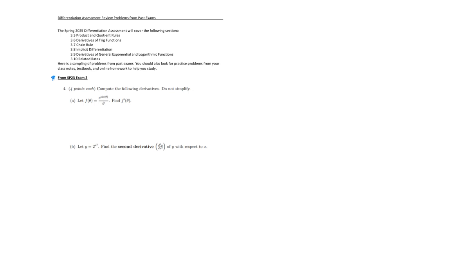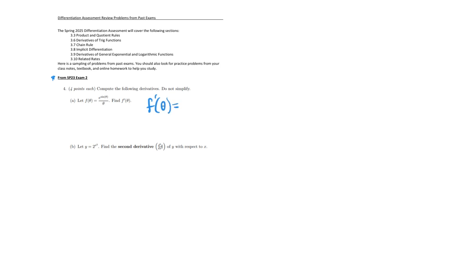in context. So the first problem is just compute the following derivatives, and so I can see f of theta equals e to the sine theta over theta. So overall, the structure of this is that of a quotient rule, but then in the numerator, that e to the sine theta is going to involve chain rule. So let's go ahead and write out f prime of theta.